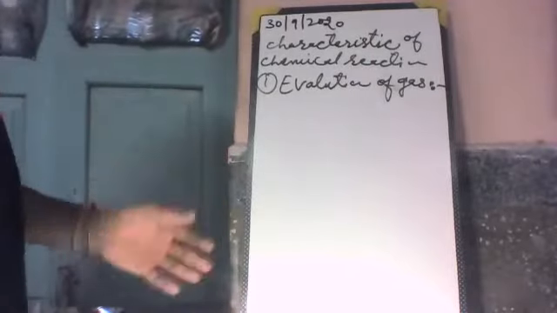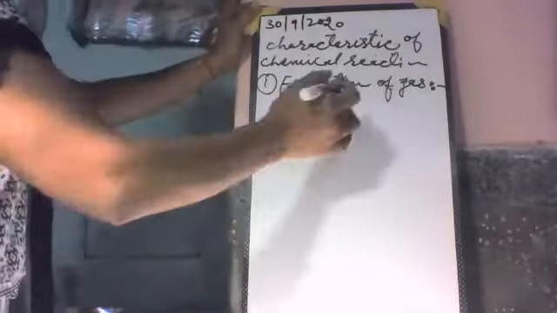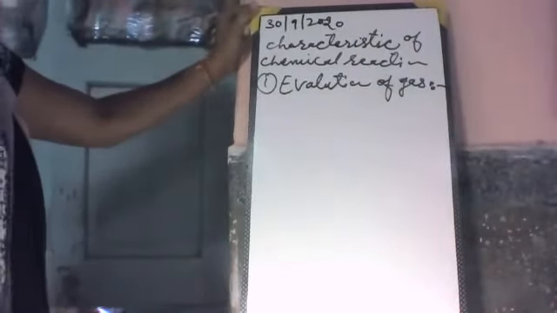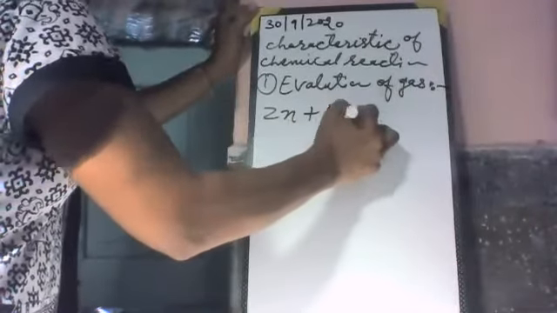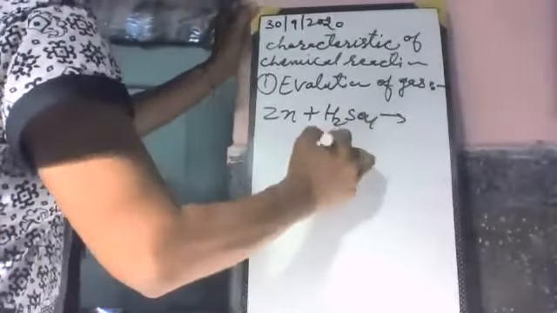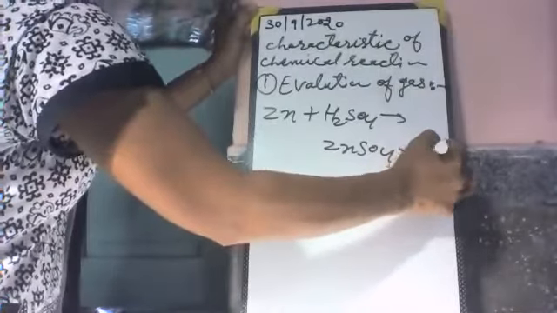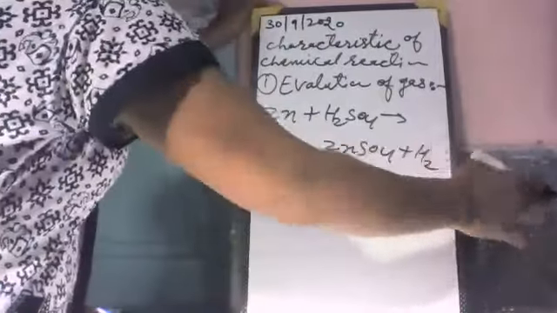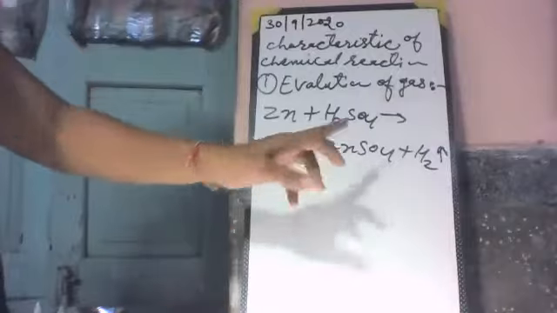shows itself with effervescence. It means the gas is in bubble form. The gas is produced in a reaction and is coming out in the form of bubbles. Zinc reacts with sulfuric acid to form ZnSO4 and hydrogen, and this hydrogen evolves out in the form of bubbles. We can see the bubbles of hydrogen gas in the solution.